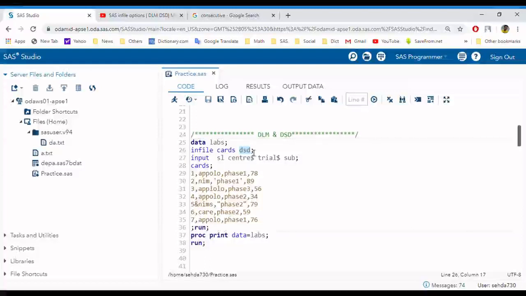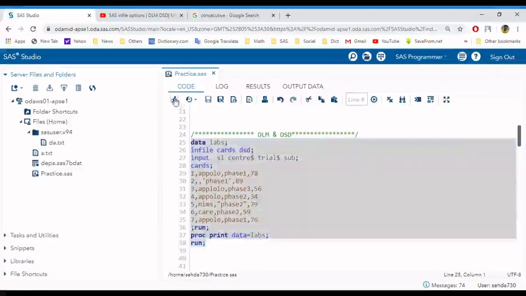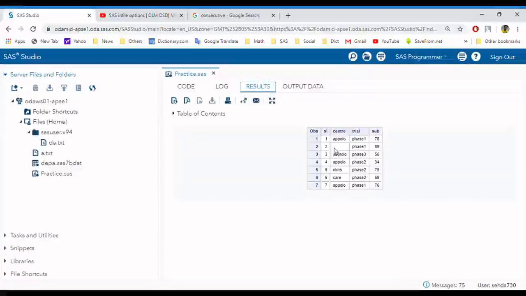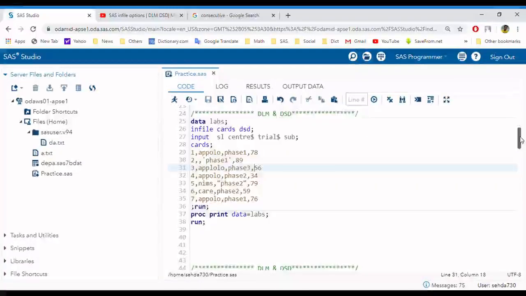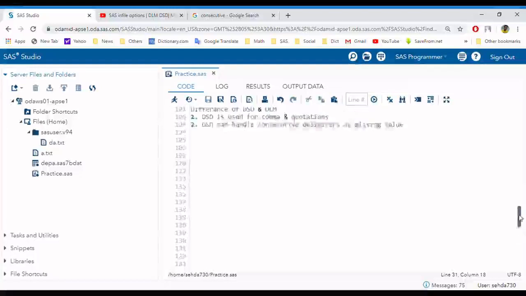So no need to write DLM then. If something is coming up in single quote or double quote, will DSD be able to understand those as delimiters? I will say yes. Let's try to run this. You see, it's able to understand that. What if instead of comma, something else is there, let's say ampersand? Will DSD be able to understand that? I will say no. It will give an error.